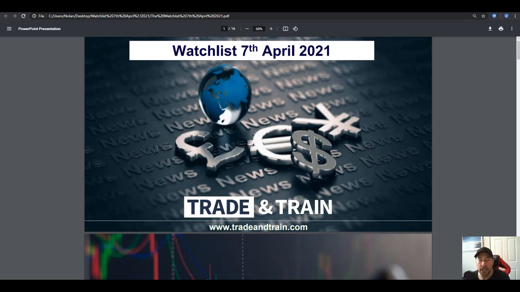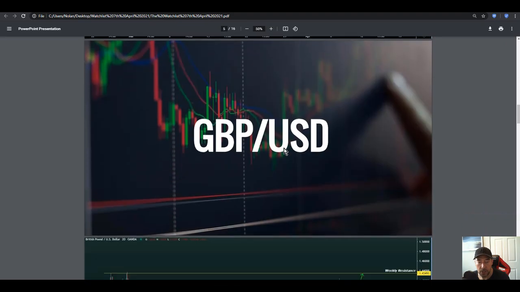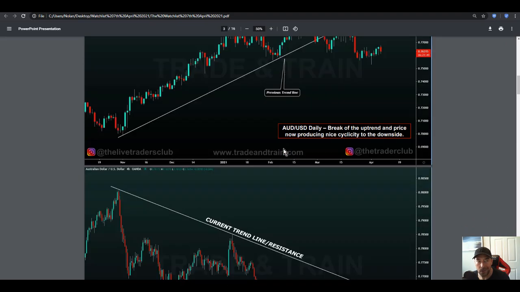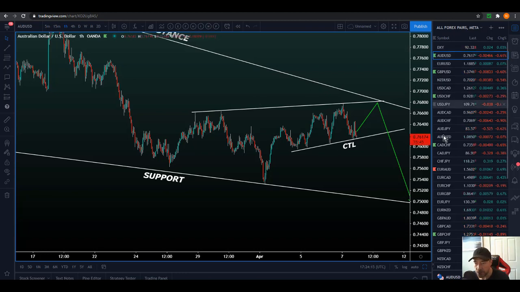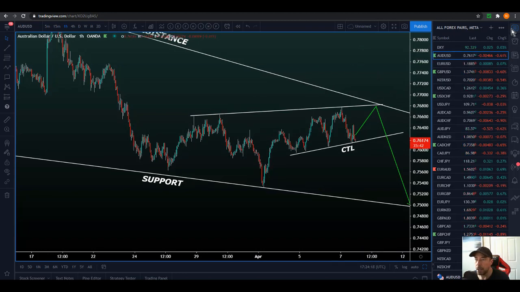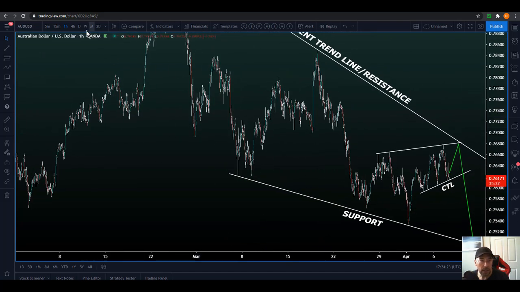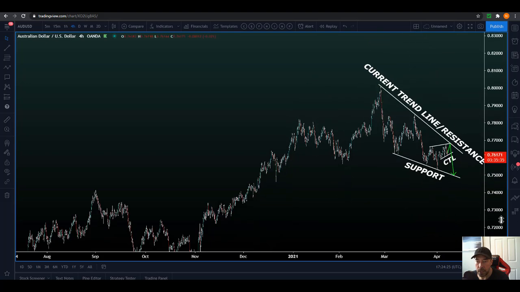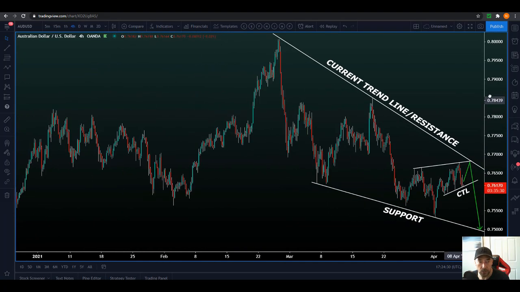Right, so today is, as you can see, 7th of April. So this is the watch list that we've sent out. I'll go through some of the charts and just give you an idea of what we are looking for. I'm going to close that down and just go through. I've got some of the charts highlighted here. So Aussie USD. Let's break this down and look at the 4-hour chart first of all.